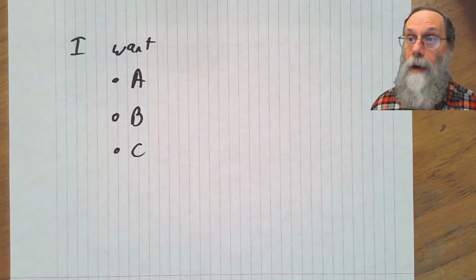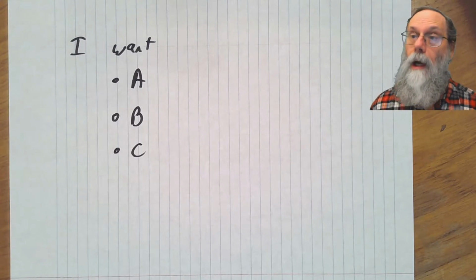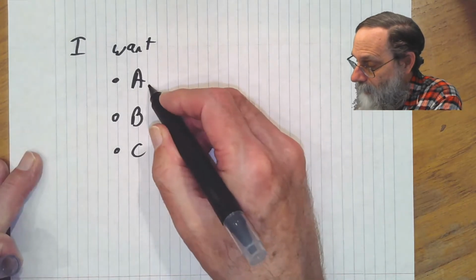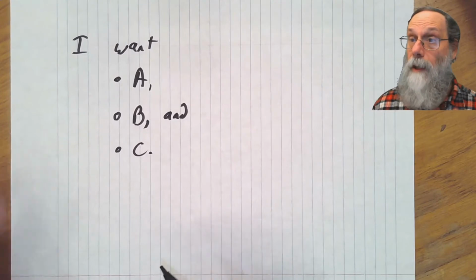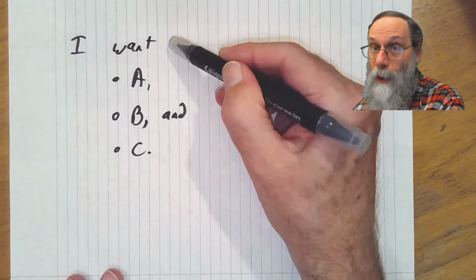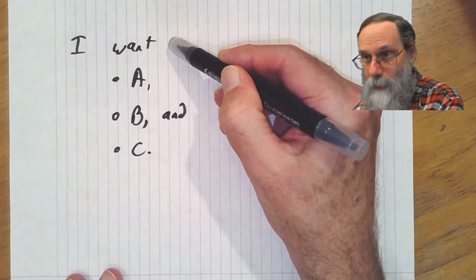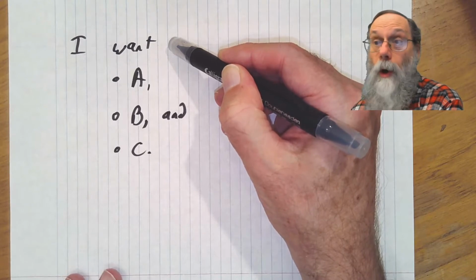If I just said "I want A B C," that's not properly punctuated. Proper punctuation here would be to say "I want A, comma, B, comma, and C, period." Notice there is no colon up here. You cannot put a colon just because you have a list. That's not what a colon means.